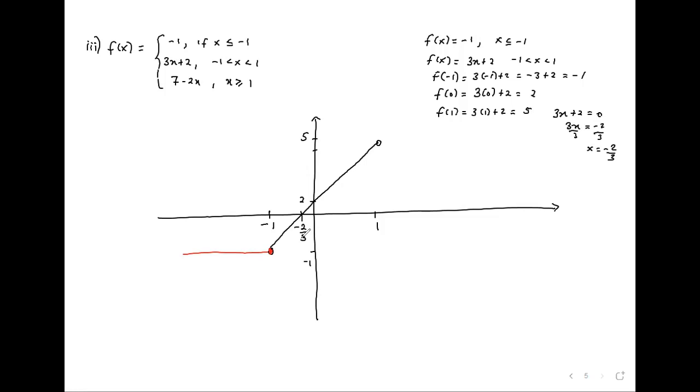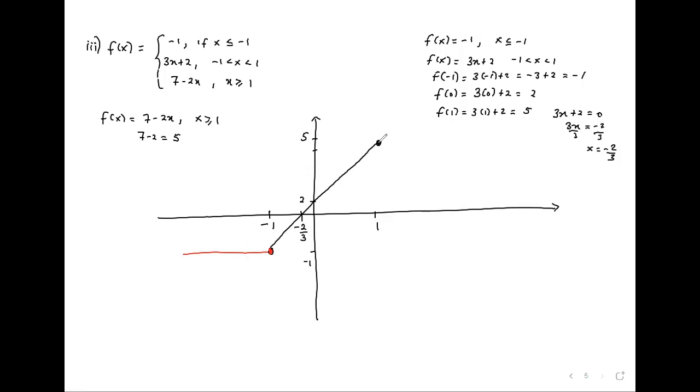Then you move now to after 1. You go to another function. So f of x is equal to 7 minus 2x, provided that x is greater or equal to 1. That is, when x is 1 itself, you get 7 minus 2, which is 5. So at 5, this time around, you go there and close. Why are we closing? We are closing because it's greater or equal to 1, so it's included.